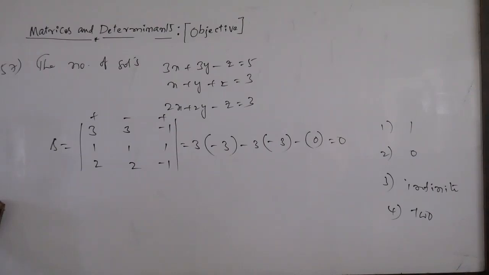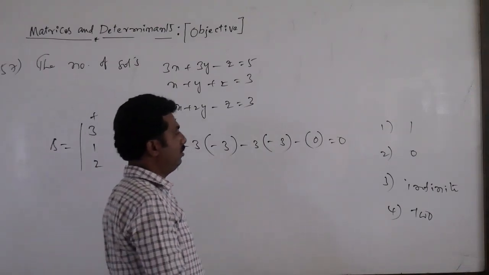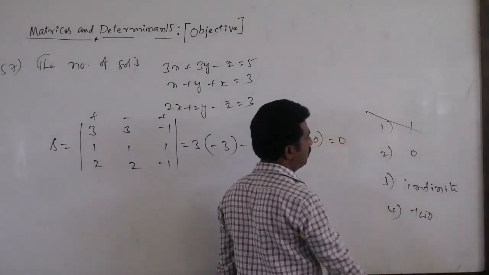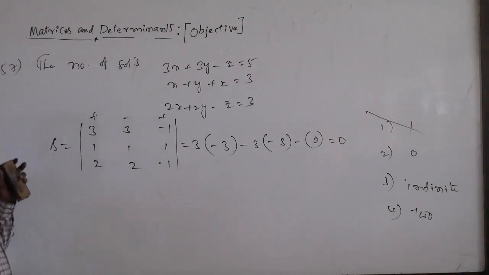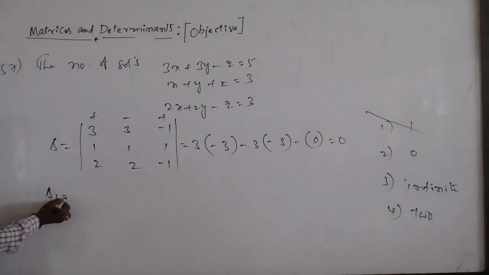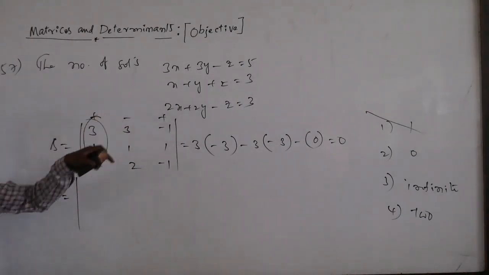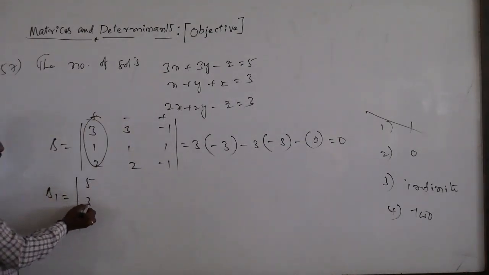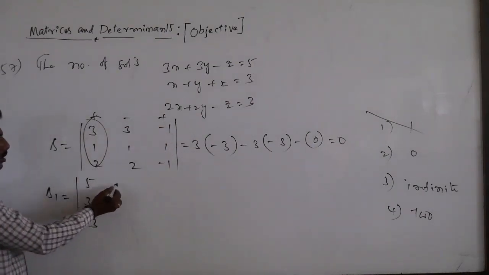Delta equal to 0 means there is no unique solution. Unique solution means only one solution, so that is ruled out. Then maybe it is 2 or more, or infinite, we don't know. So the next step is to see delta 1. How do you get delta 1? In delta, all the first column elements are replaced by the constants. What are the constants? 5, 3, 3. No changes in the second and third columns.